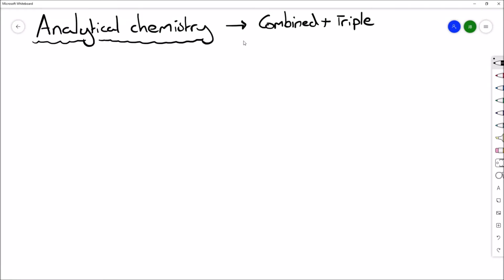Hello and welcome to a video on analytical chemistry. So in this video we're going to be going through the combined and triple content. There will be another video that has just the triple only content. So we're going to talk about pure substances and formulations, chromatography, and the different tests for gases. So let's start off with pure substances.